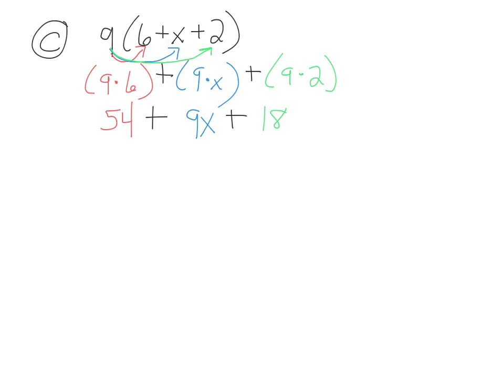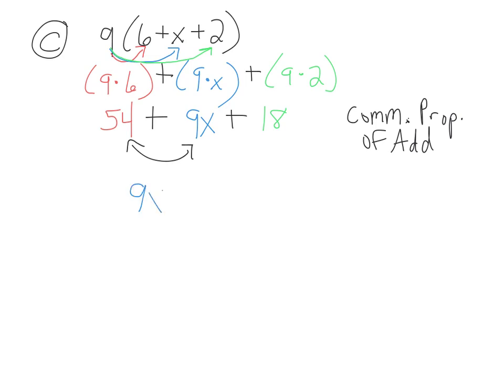So we can use some of those other properties that we've been talking about in 3.3 to get those constants closer together. And probably the most logical move right now would be to switch our 54 with our 9x, and that would be using our commutative property. And using the commutative property allows us to switch the order to put the 9x first, and then that would bring the 54 closer to the 18. And then we can use the associative property if we want to group the constants together, our 54 and our 18.